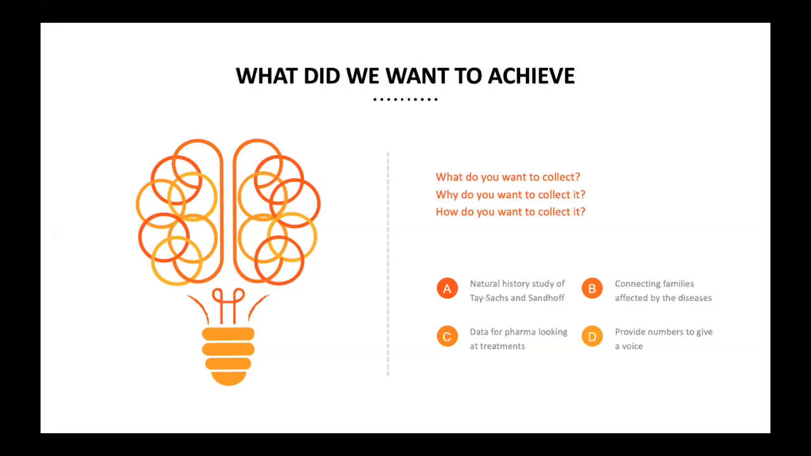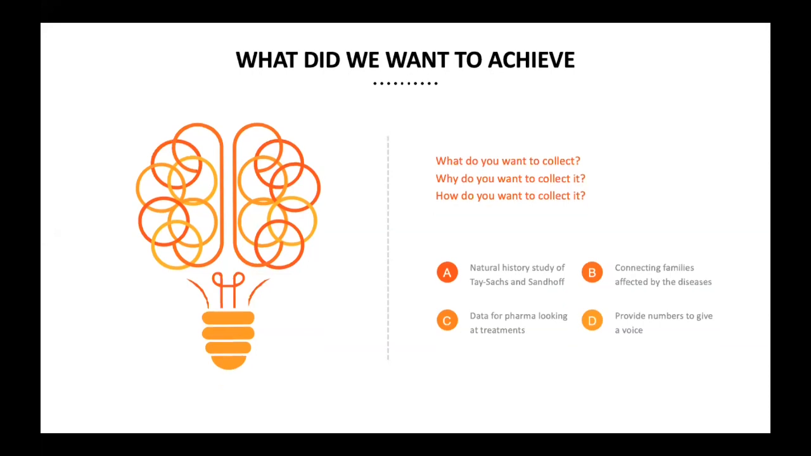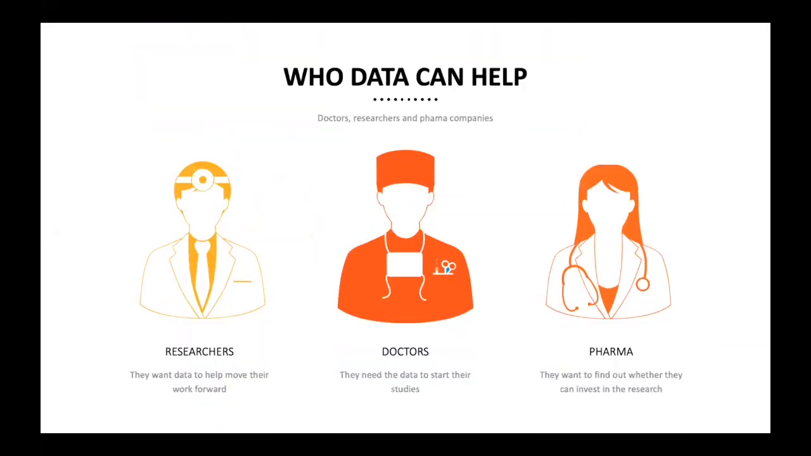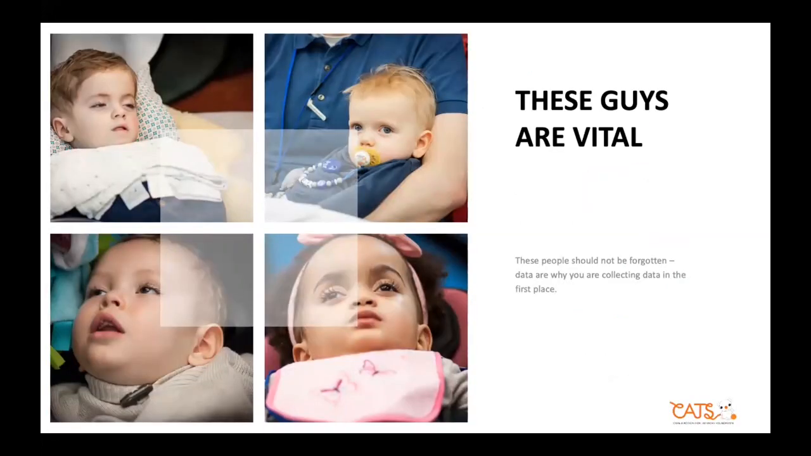And these are one of the main things that any sort of registry or data collection can do. And then the other really important thing is looking at who your data can help. So of course, researchers, doctors, pharma are really, really important in this conversation. But to me, sometimes I find that these guys are overlooked, and these are the patients. These are the people who are giving their data, or their parents are giving the data. And these are the ones you want to impact. And I think it's just the most important thing that we always remember, that we're doing this for these people.